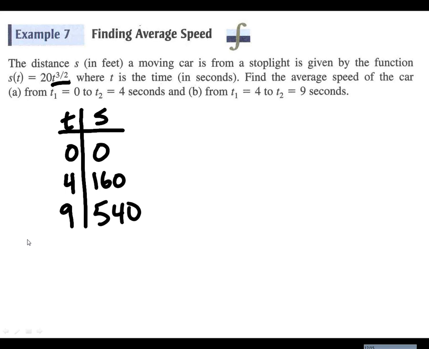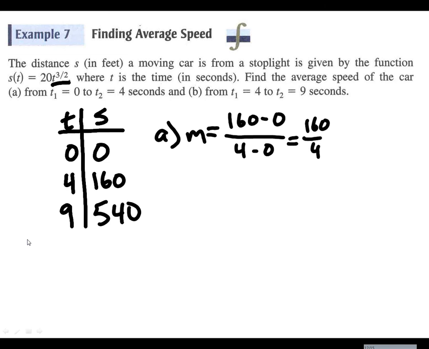And so now we can find our rate of change. For the first one, for A, m equals, let's plug in our y's, 160 minus 0 over 4 minus 0, which gives us 160 over 4, which gives us a rate of change of 40. All right. So in the first 4 seconds, we're increasing at 40. I guess this is feet per second. Yeah, feet per second.